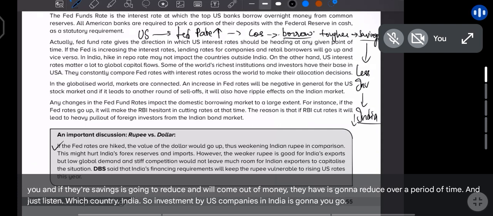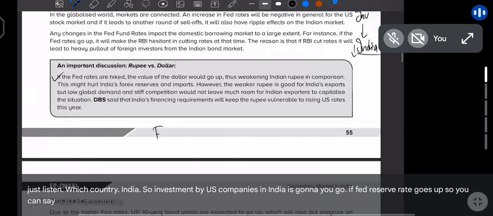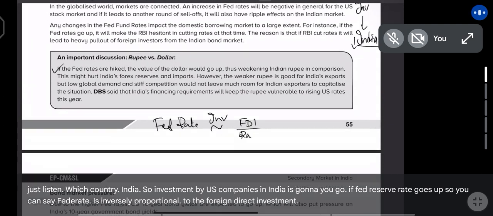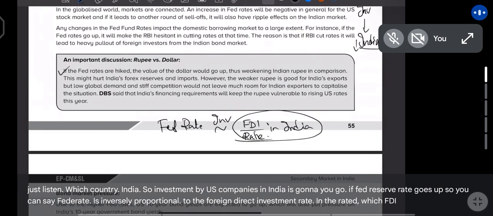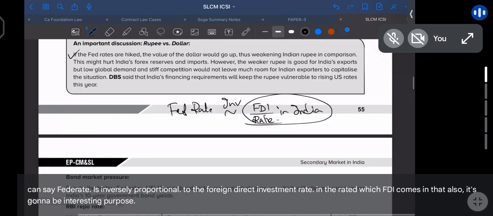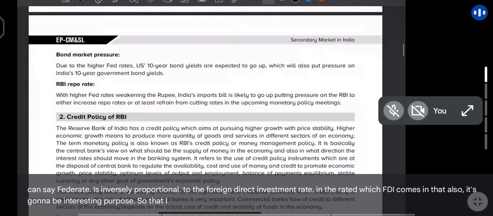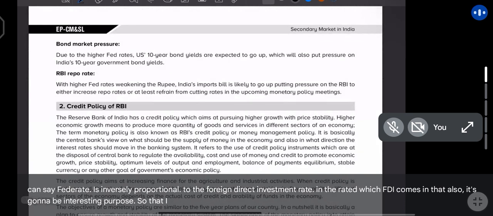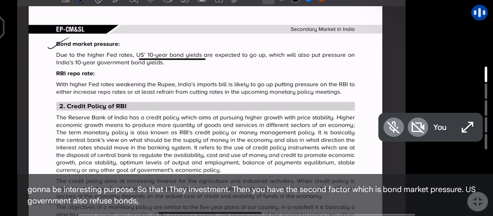If the Fed rate goes up, you can say the Fed rate is inversely proportional to the foreign direct investment rate in India. The rate at which FDI comes in is also going to be inversely proportional. So that is the impact of the Fed rate. That is one policy that is going to affect the investment rate. Then you have the second factor, which is bond market pressure. The US government also issues bonds like the Indian government.